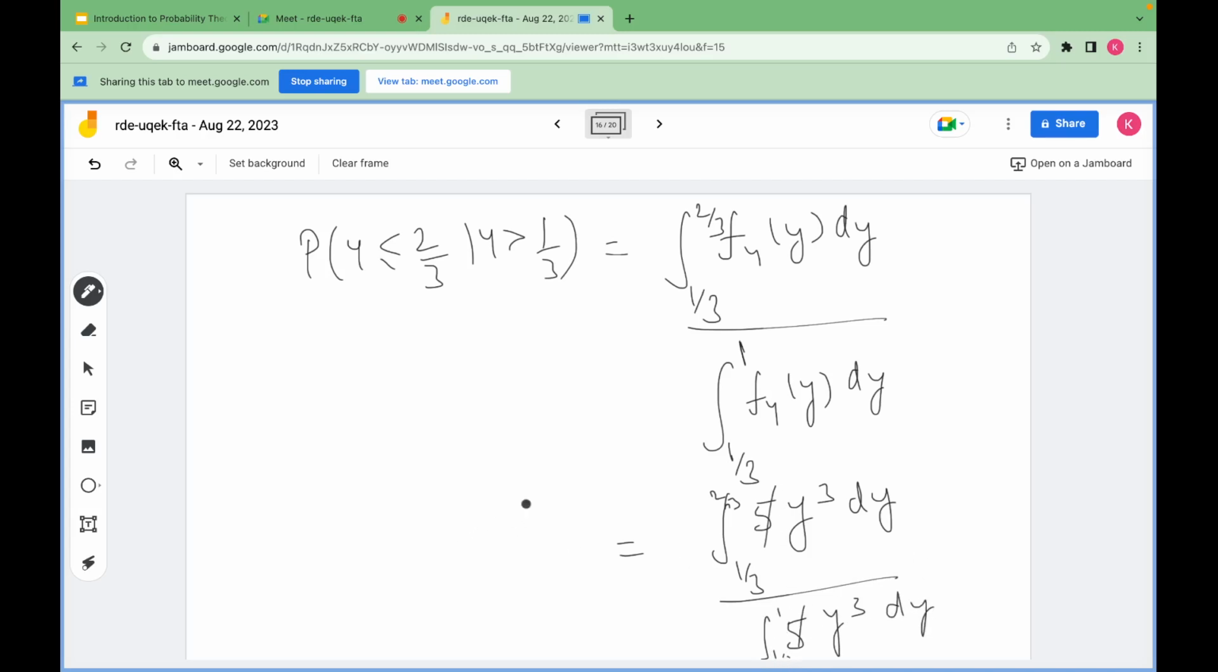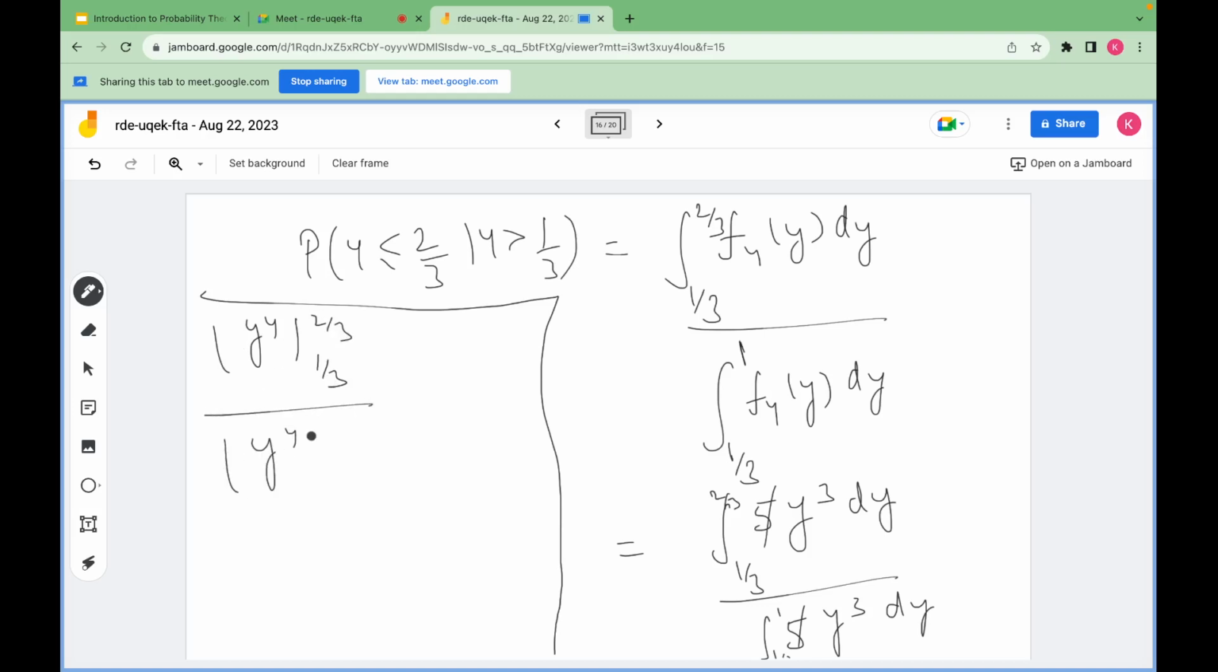So these 5 will be cancelled out. And this becomes y to the power 4 from 1 by 3 to 2 by 3, divided by y to the power 4 from 1 by 3 to 1. There will be 4 and 4 here, so these get cancelled out. So this comes out to be 15 by 80. Okay, so I hope this is clear.